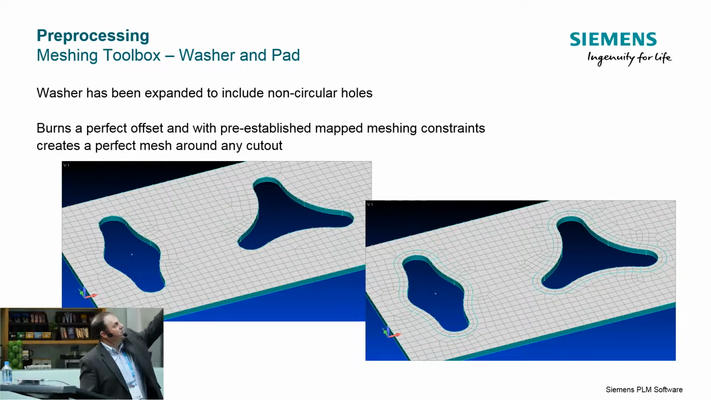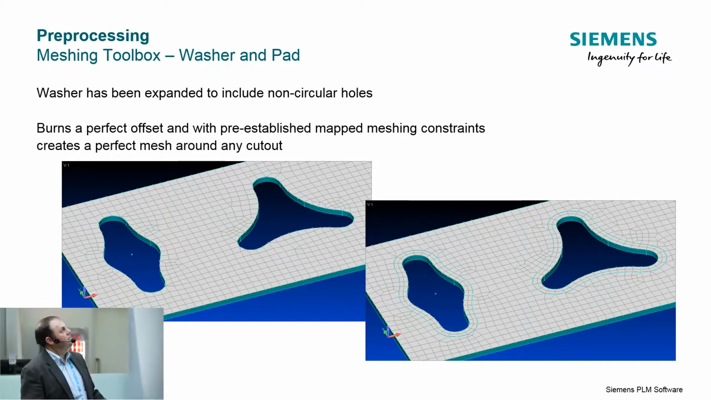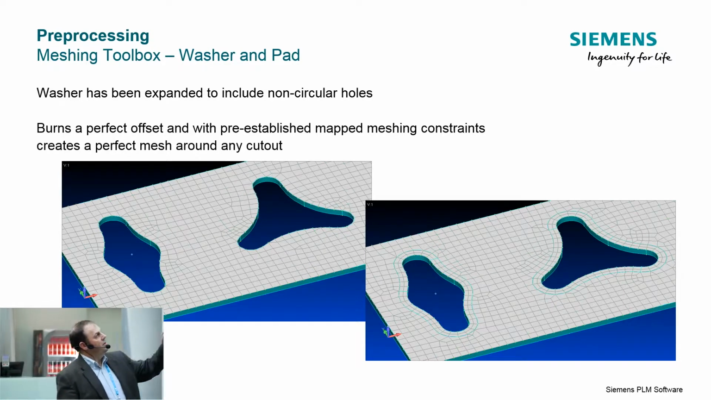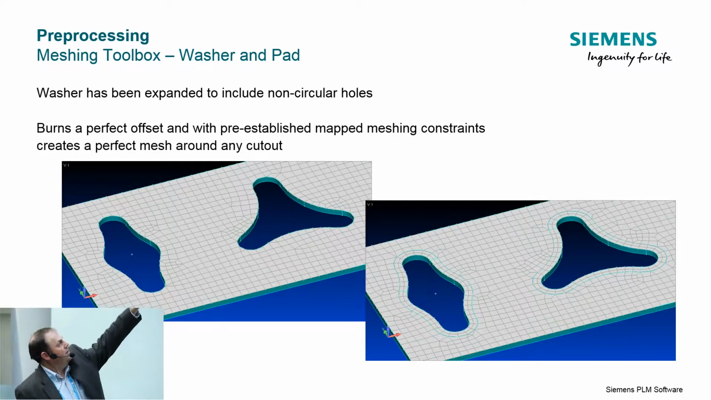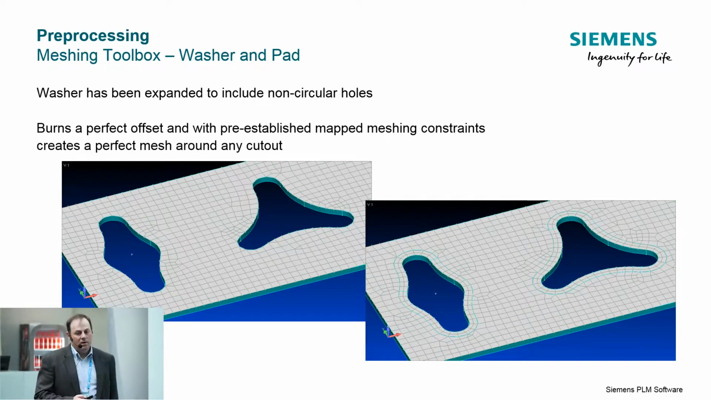So you simply choose one of the curves of this cutout, with holes of arbitrary shape, and you get a nice offset curve pattern here, where then you can get a fully mapped mesh.